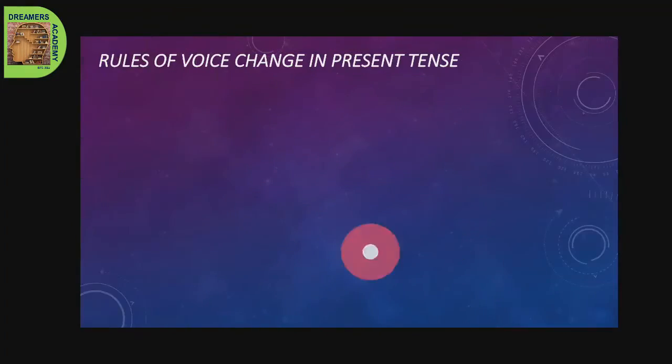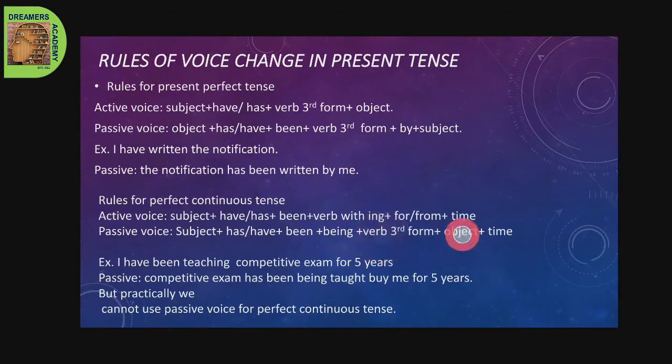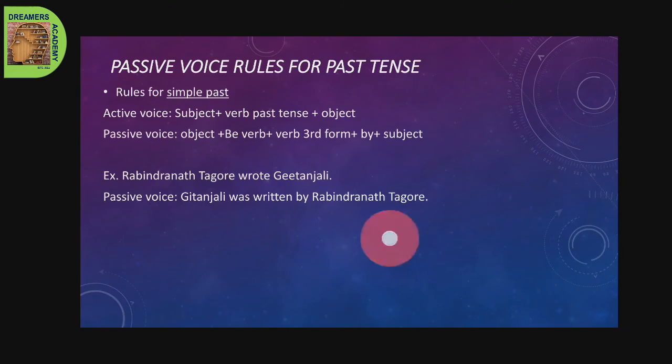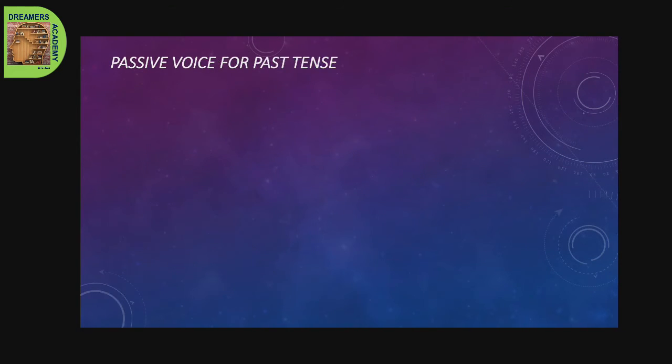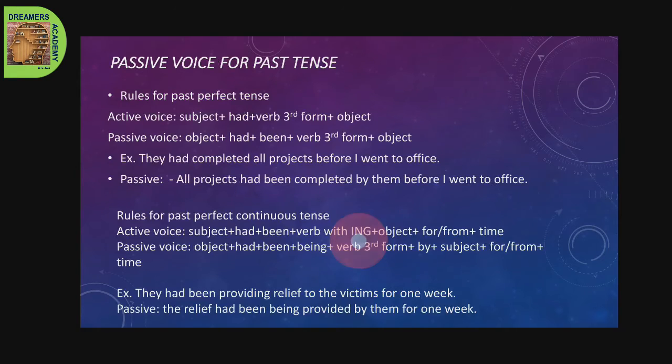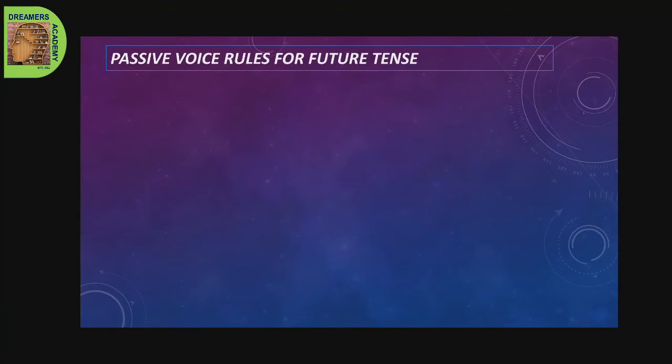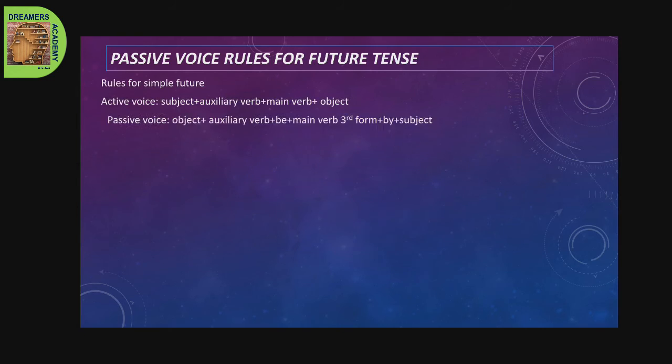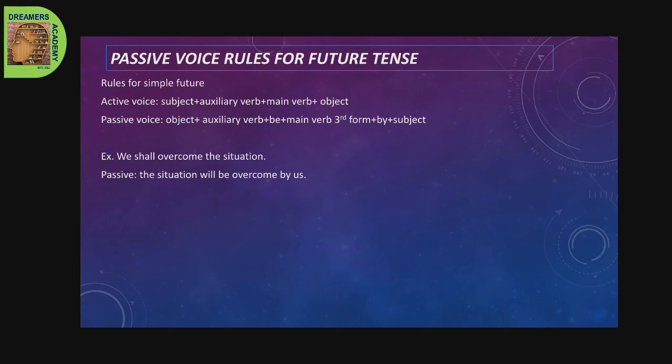Okay, we go to the present, past tense, and then we go to the future tense. The example is: we shall overcome the situation. The passive voice will be like that: the situation will be overcome by us.